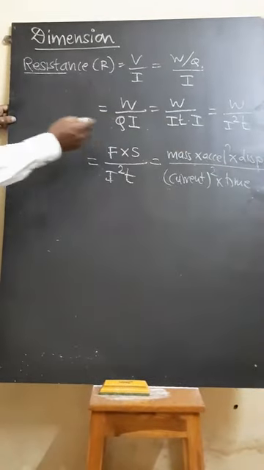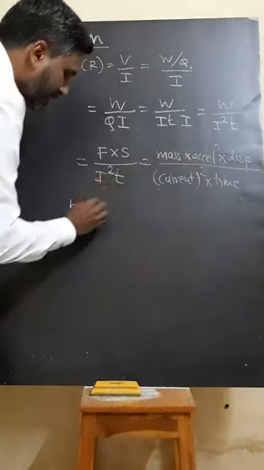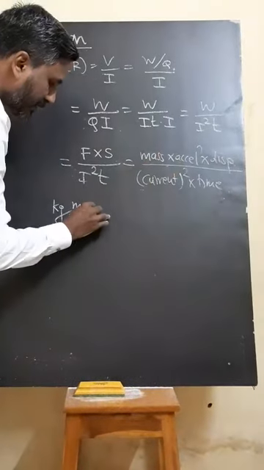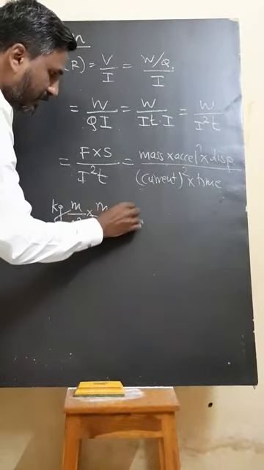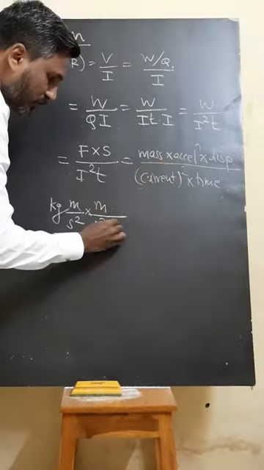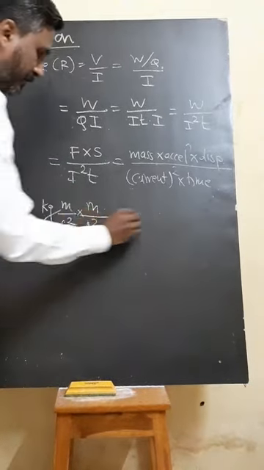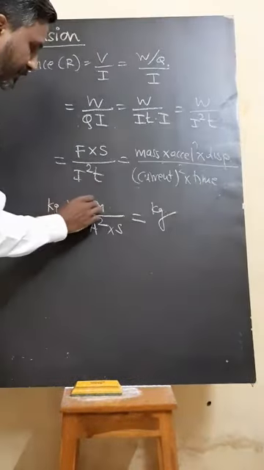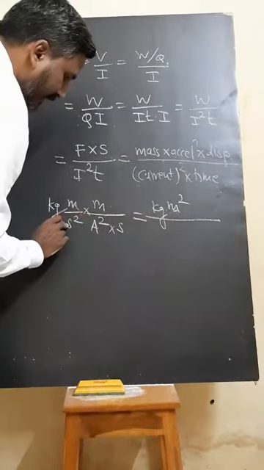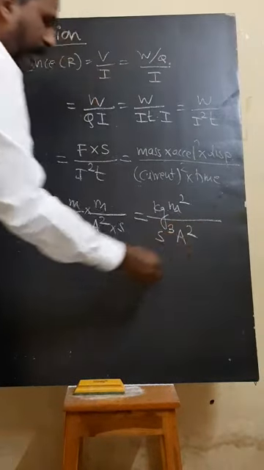Just we are writing the units. Mass is measured in kilogram. Acceleration unit is meter per second square. Displacement unit is meter, divided by current, electric current, ampere square because current is squared, and time's unit is second. Now again combine this: kg as it is, meter square, divided by second square into second, it becomes second cube, multiplied by ampere square.